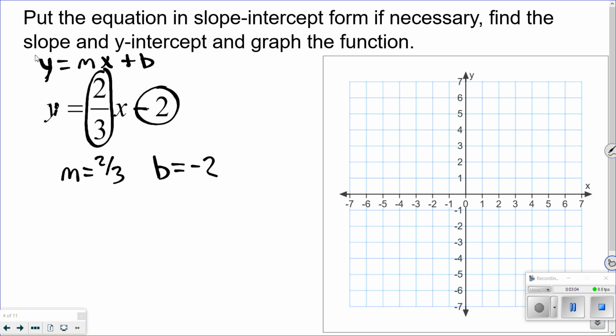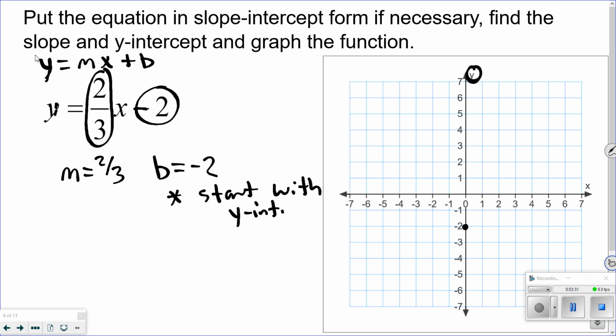Now we're going to use those to graph the equation. So here's how we do it. You always start with the y-intercept. So make a little note of that. Start with the y-intercept. So the y-intercept is -2, so go on your y-axis. Make sure it's on the y-axis, not the x. That's a really common mistake, right? It has to be on the y-axis. Go down to -2. That is your y-intercept.